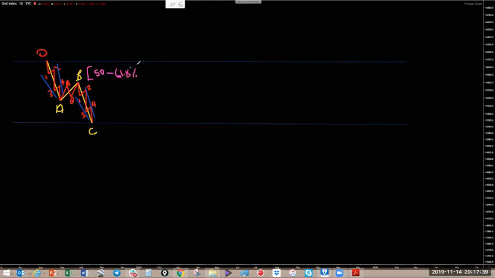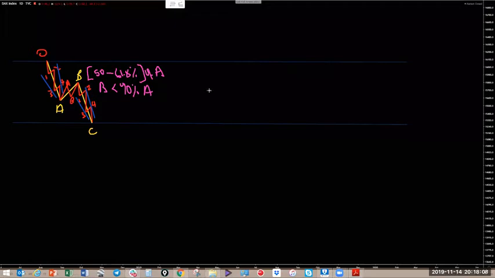Or 61.8% of wave A. Okay? So wave B must be less than 90% retracement of A. I'm going to show you what I mean by that. So those are the two levels for a B. So two things here on a zigzag. Let me draw a sketch to explain.